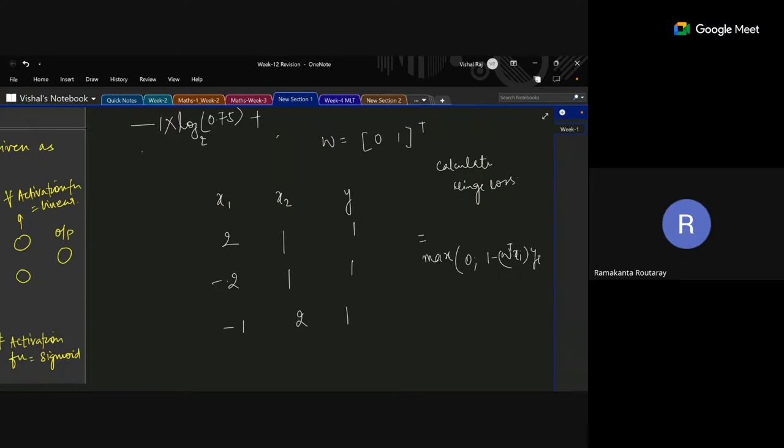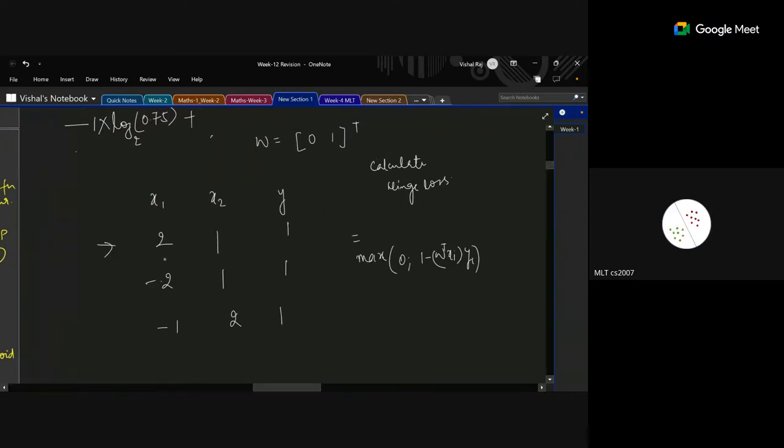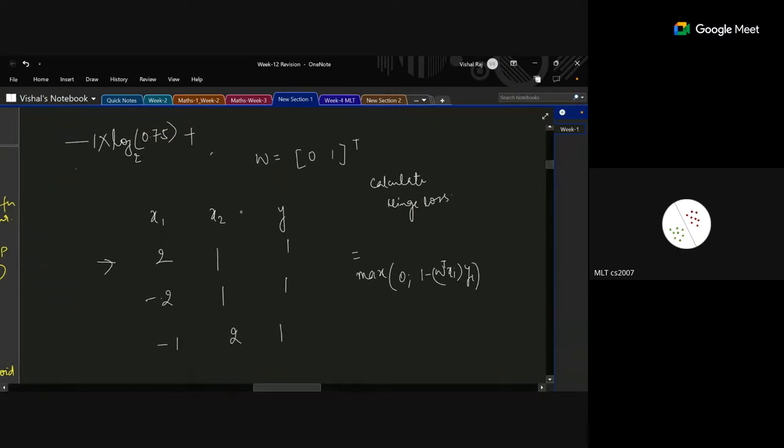W transpose xi times yi, correct? Yeah, calculate the value for each of the data. Okay, for the first point, calculate it. And what should be the label according to that hinge loss, this SVM? So this is basically simple. This is basically a simple linear model, linear SVM.